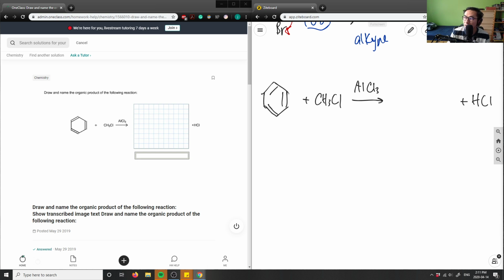So you can think of the aromatic compound as very electron rich. It has a negative charge here. So I'm looking for a positively charged thing here.